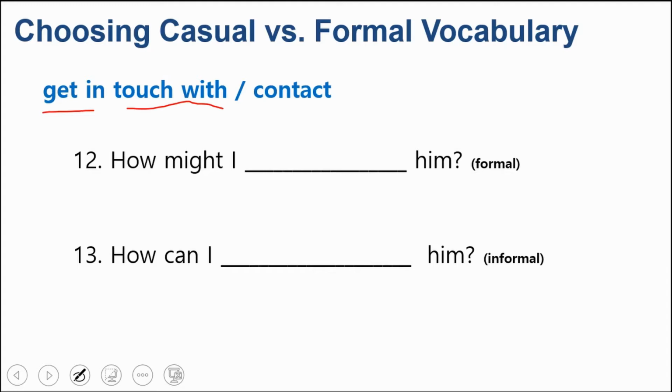So, number 12, how might I contact him? That's formal, right? Because contact is more formal. Number 13, how can I get in touch with him? Now, both are fine. Both are perfectly acceptable. You know, again, I'm not saying one is better than the other, but how might I contact him sounds more formal than how can I get in touch with him? Okay, and also note the use of how might and how can, right? Using words of possibility is also more formal than using words like can or will. Okay, so get in touch with versus contact.